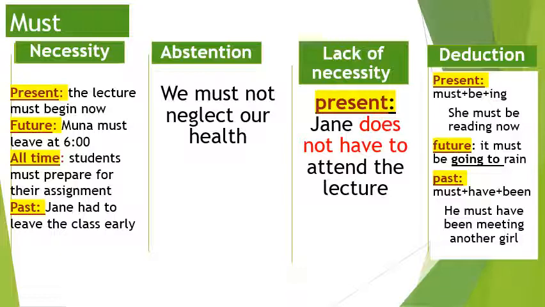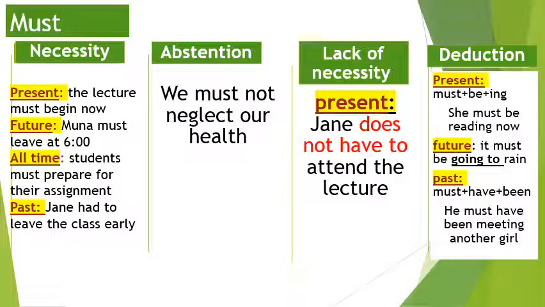The negative form of must, mustn't, or must not, here it will change the meaning into abstention, just like when you are preventing somebody or telling somebody not to do something. We must not neglect our health. We must not write on the wall. We must not play in the street. Just like when you are telling somebody that this is not allowed or this is not good to be done.